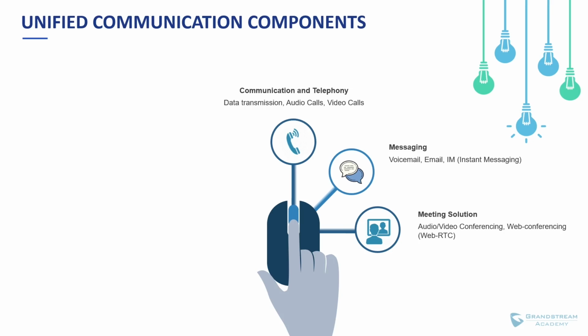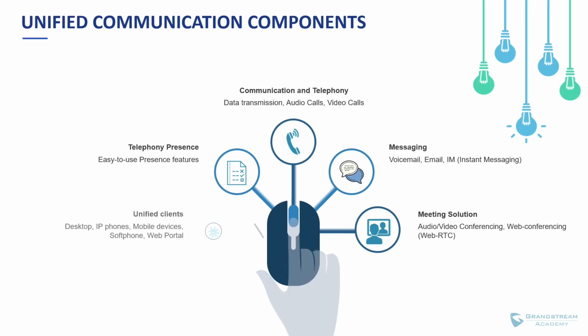And the next component of UC that we're going to talk about is telephony presence. It enables individuals to manage their availability and make better communication decisions. Users can see who is online and choose the most appropriate communication medium. This saves time, especially within highly distributed businesses. For example, users who see that the person they are trying to reach is on the phone can send an instant message.